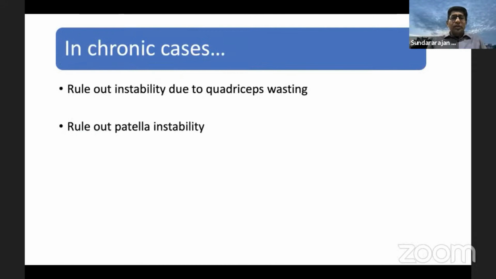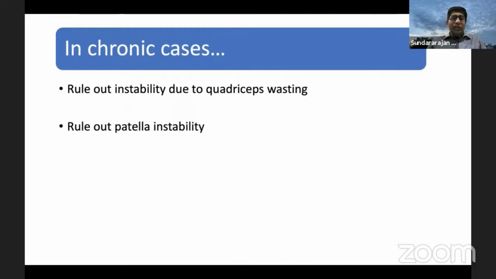In chronic cases, make sure that whenever the patient comes after a long time from the ACL injury, sometimes they come with a lot of quadriceps wasting, and they will say that they have instability. But if you ask a leading question, most of them just have a falling-forward kind of instability because of the quadriceps weakness. For those patients, you have to be very careful, because if you rehabilitate them very well, they may not require an ACL reconstruction. Of course, some patients can have an ACL tear and at the same time a patellar instability, so you have to carefully evaluate whether the patient is suffering from patellar instability or ACL instability, and then address that particular problem.